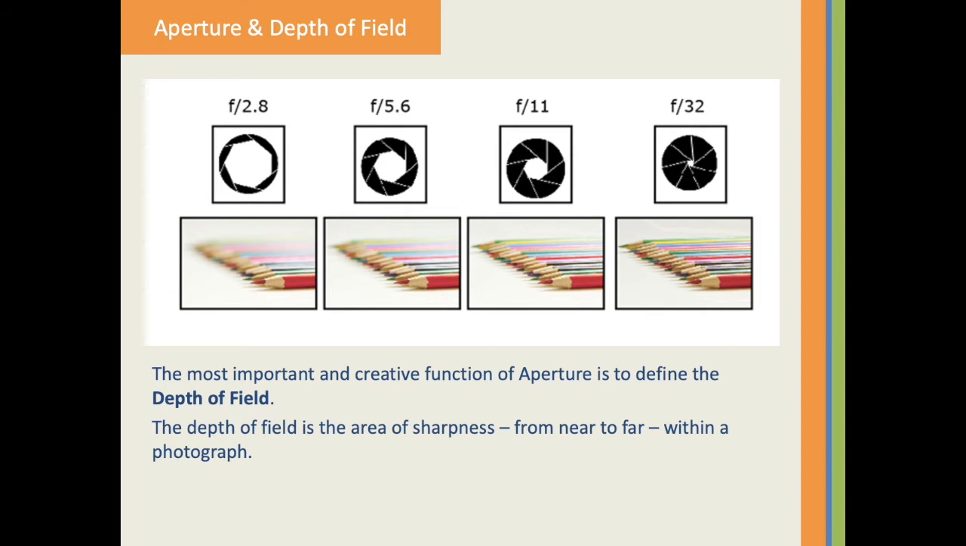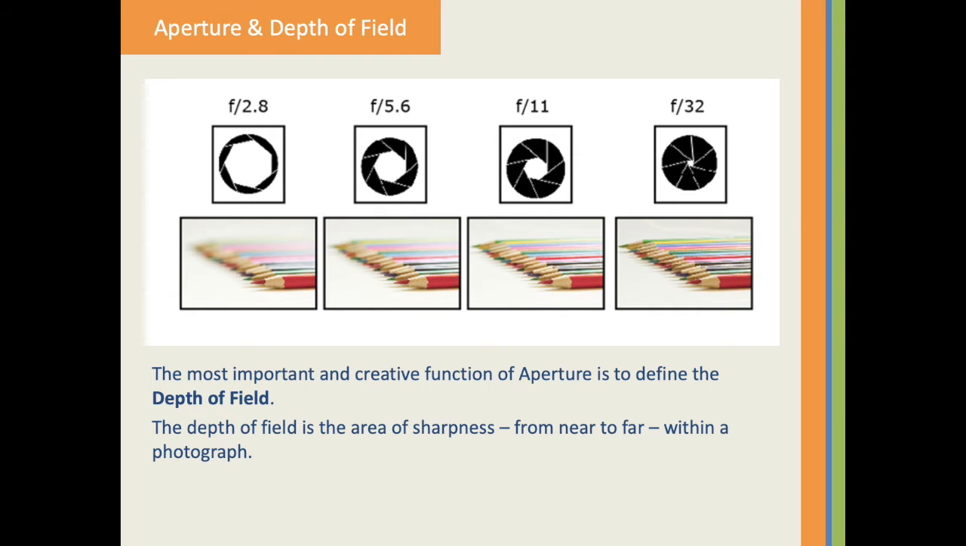However, on the right-hand side of the screen, we have a very small aperture of f32, which is not going to let a lot of light into the camera, and that leads to a very large depth of field where all the pencils from front to back are going to be in focus. So that's what aperture does creatively to your image.